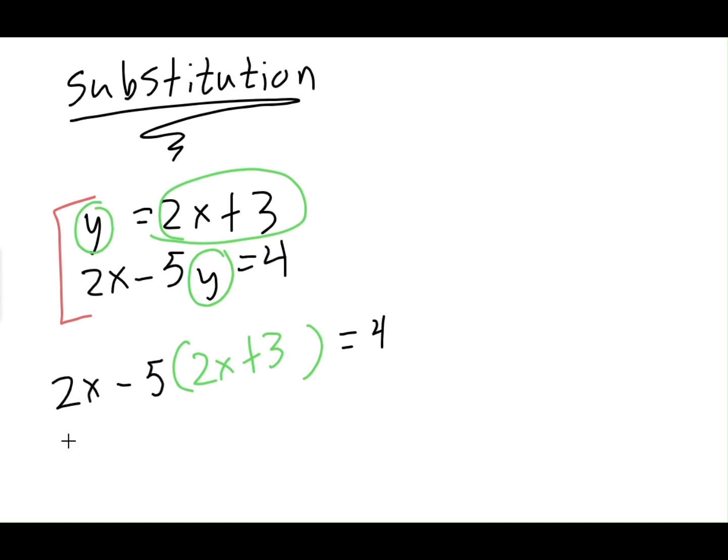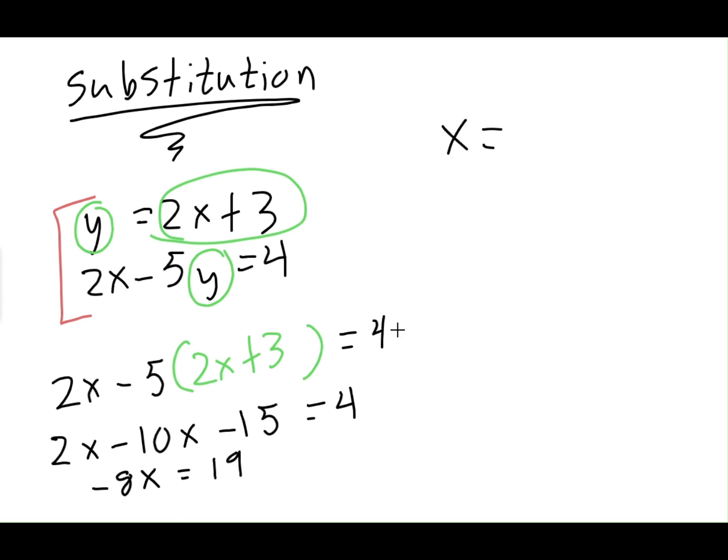So now we can continue simplifying. I'm going to distribute the 5. So 2x minus 10x minus 15 is equal to 4. And continue solving. So 2 minus 10 is negative 8x. I'll add 15 is equal to 19. So that means that x is going to be, if I divide by negative 8, 19 over negative 8. So we found x.